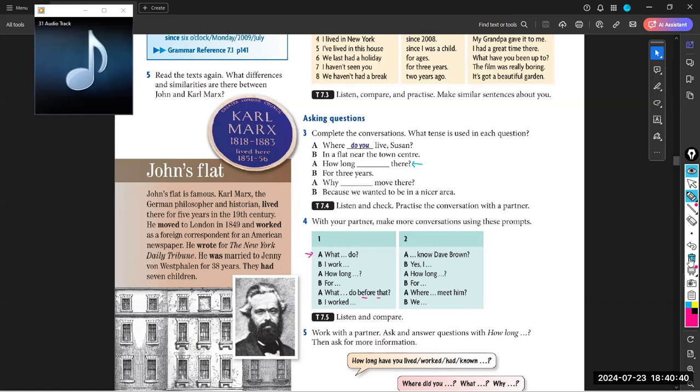Hiba, can you hear me? Yes, teacher. Now it's your turn. What do you do? I work in the mini mall. Uh-huh. Okay. How long have you been a worker in that place? I work 6 years. For 6 years. Holy God, that's a really long period of time. Okay. What did you do before that?